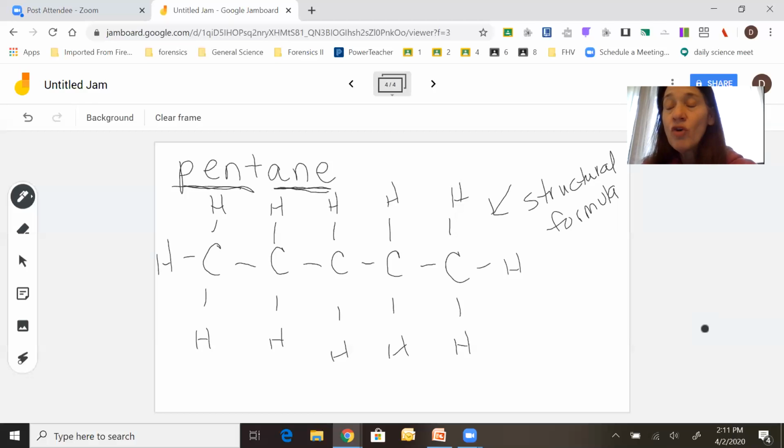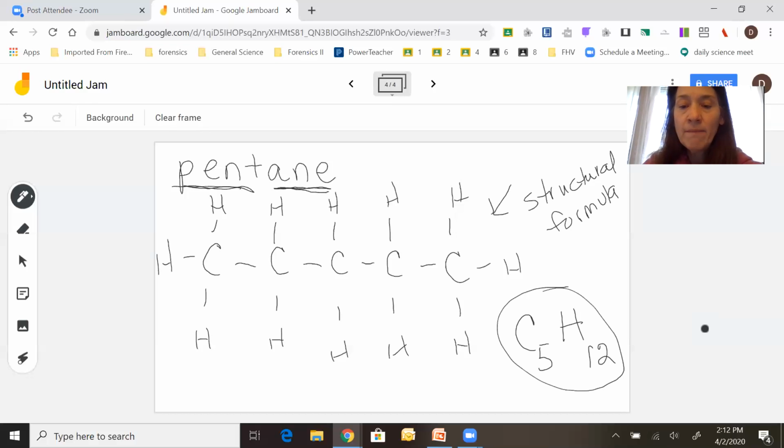Okay, let's write down the chemical formula or molecular formula for pentane. That's C. How many carbons? 1, 2, 3, 4, 5. And how many hydrogens? 1, 2, 3, 4, 5, 6, 7, 8, 9, 10, 11, 12. That is the molecular formula. Or sometimes we refer to it as chemical formula. Okay? So going back.